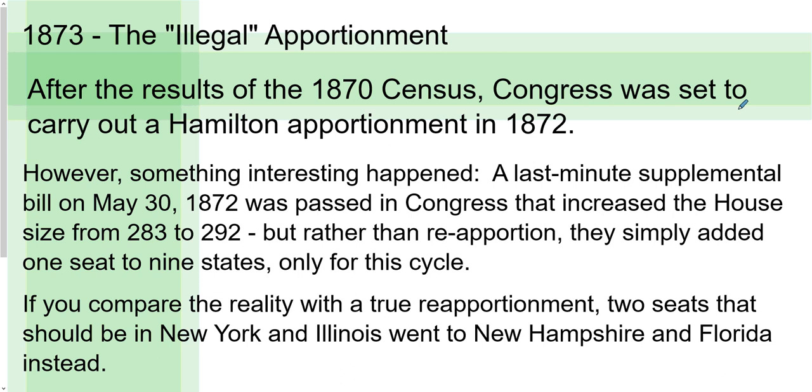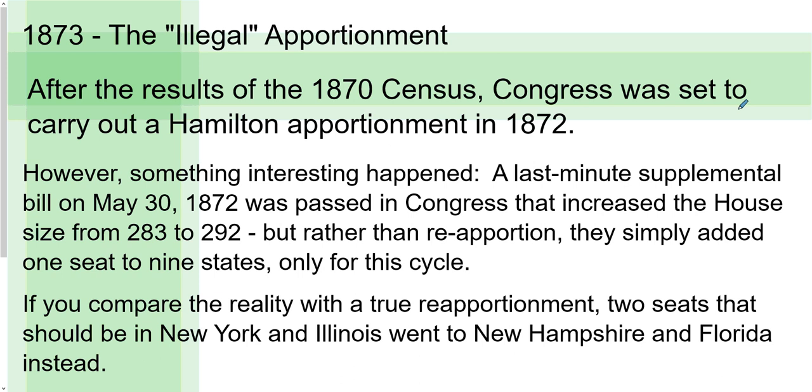By 1870, the Civil War was over. The states started to rejoin the Union, and now Reconstruction was happening. So Congress was set to carry out a Hamilton apportionment in 1872, again under the guise that Hamilton's and Webster's methods would both agree. But then something interesting happened. A supplemental bill on May 30th of 1872 was passed in Congress. Prior to then, they had already agreed on an apportionment size of 283, and that was all fine.